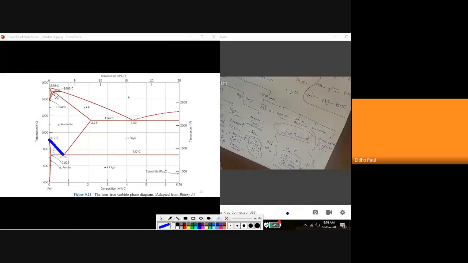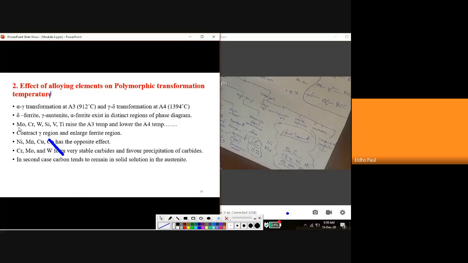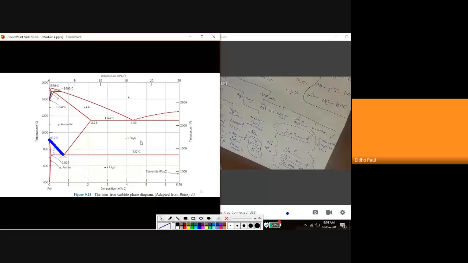This one is gamma delta. By the addition of these alloy elements, molybdenum, chromium, tungsten, silicon, vanadium, titanium, the A3 temperature is raised and the A4 temperature line is lowered. That means A3 rise means it is shifted from this point to this point. This line, A3.